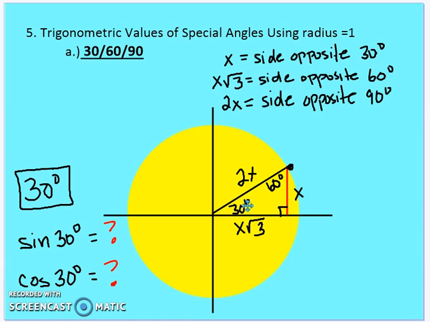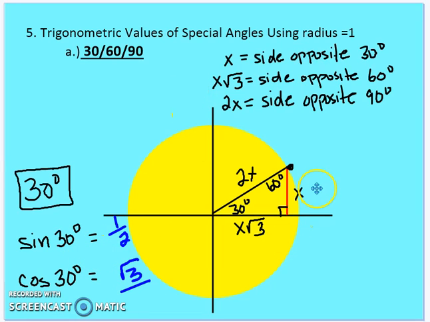And in a 30, 60, 90 triangle, the side opposite 30 is always going to be valued at x. The side opposite 60 is x root 3. And the length of the hypotenuse is always going to be 2 times the length of the side opposite the 30 degree angle. So we can use this information to figure out what the values of sine and cosine are going to be for any 30 degree angle or any 60 degree angle that is used as a reference angle. And we'll talk about reference angles next chapter.